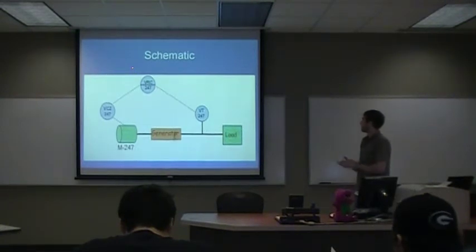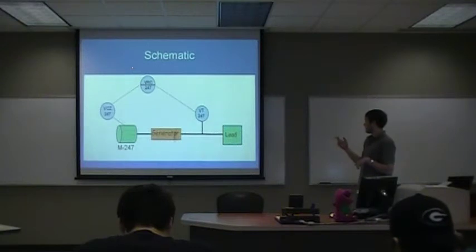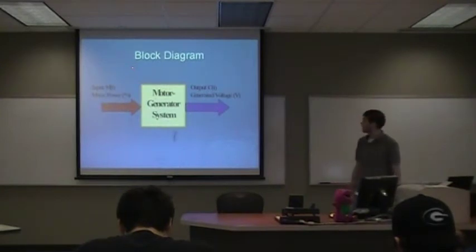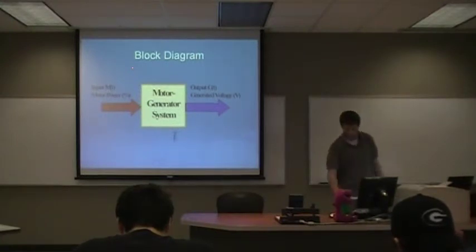This is a schematic of our system. We have a transmitter and two controllers along with our motor and the generator, which goes to a load of light bulbs, just as before. And this is a block diagram of our manipulated input, which is the percent motor power put into the system, and our controlled output, which comes out in volts, the generated voltage.